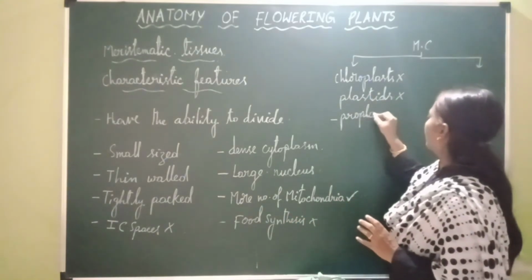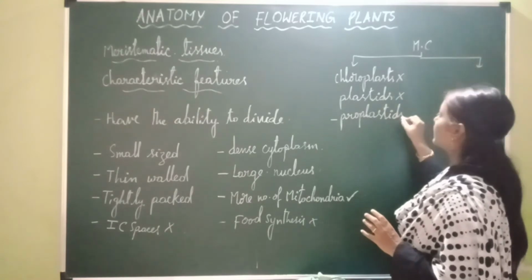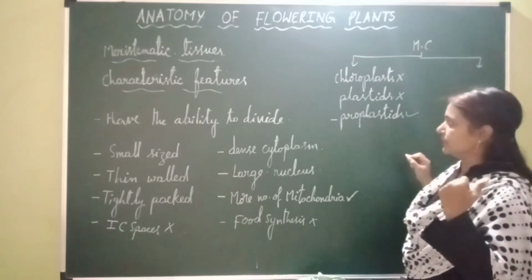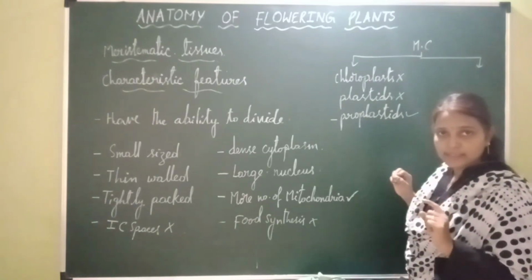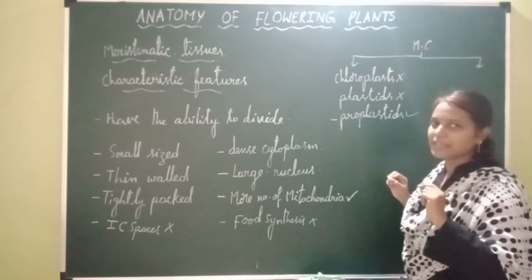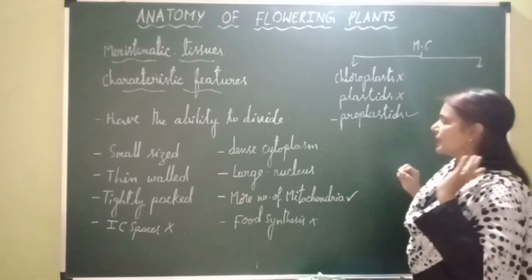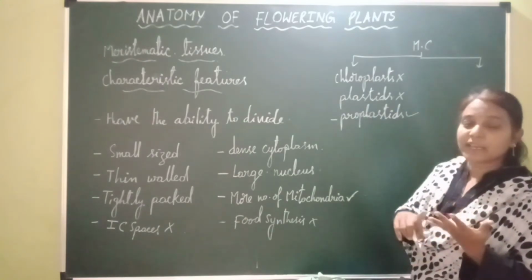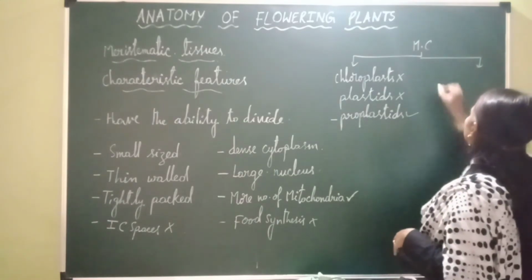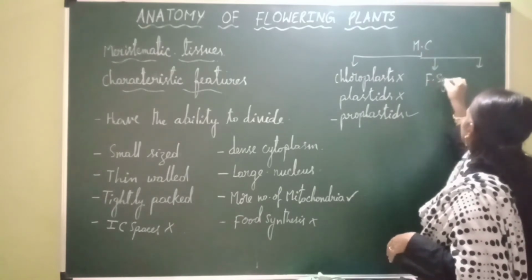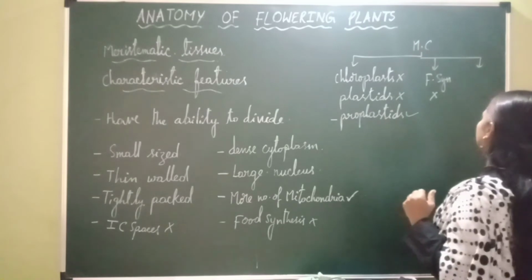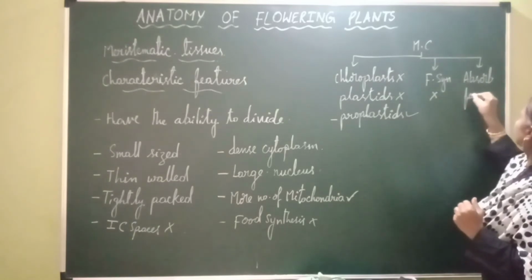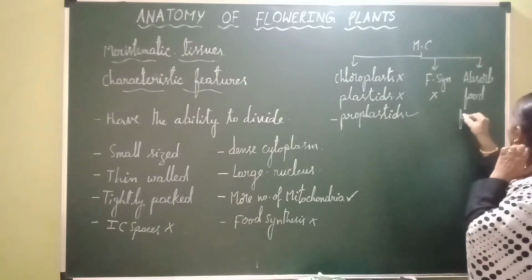Proplastids are precursors of plastids, involved in the formation of plastids. In meristematic cells, proplastids are present, but in permanent cells, plastids are present, forming from proplastids. So these meristematic cells do not contain chloroplasts, plastids are absent, and hence they cannot synthesize food. Food synthesis is absent. So where are they going to get the food? They absorb food from their surrounding cells.